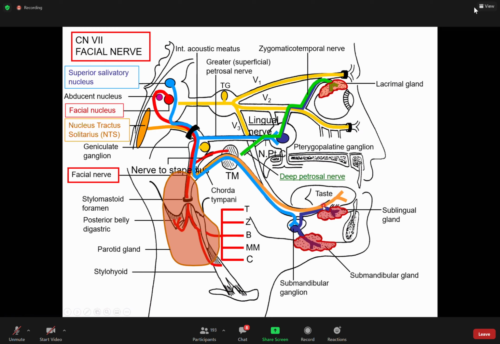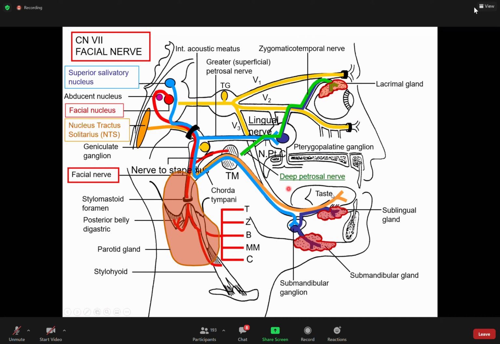Then there are taste sensations from the anterior two-thirds of the tongue, which is going to the nucleus solitarius, which is shown in orange. And then you can see the superior salivatory nucleus, which is supplying the parasympathetic supply. So the parasympathetic supply is going to the pterygopalatine ganglion, to the lacrimal gland, and it is going to the submandibular ganglion, to the sublingual and the submandibular gland. So you have parasympathetic supply to the lacrimal, sublingual, and submandibular gland through pterygopalatine and submandibular ganglion.